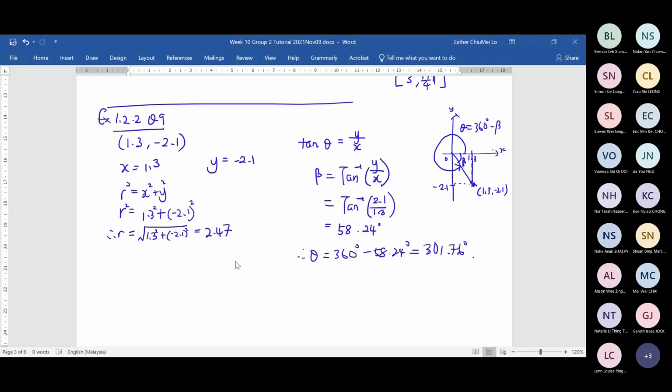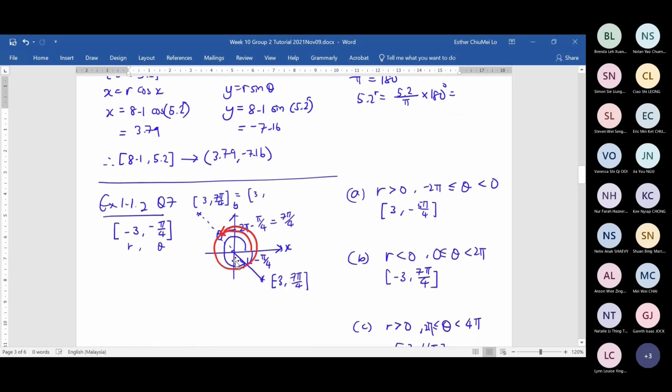If you want to leave it as a negative angle like the question suggested, that is okay, but make sure you have the negative and not just 58.24. You get what I mean? So not yet finished, we have to put it in the polar form. So this is Cartesian form, 1.3, negative 2.1, that maps onto the R, which is 2.47. So that will be 2.47, 301.76. Or if you want to put in negative, because we can have a negative value for our angle.